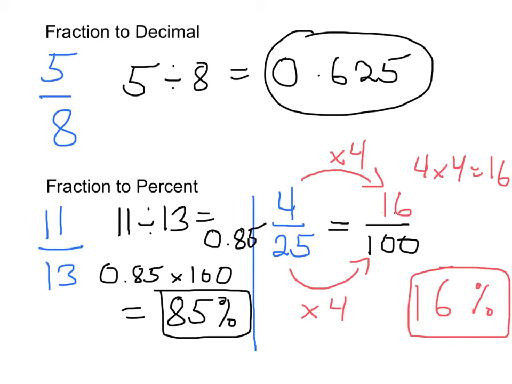Whenever you get a mark on a test, this is how you can figure out your percentage. You divide the number of answers you got right by the total number of answers, and then multiply it by 100. Alright? Moving on.